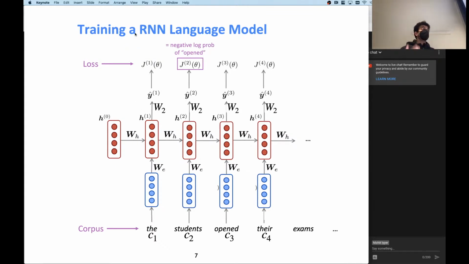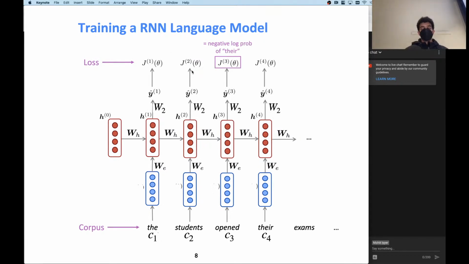Next, after we compute that loss, we're going to move to the next time step, h sub 2. Now the model has seen the students, and so its target is the next word, opened, right? So when we compute h sub 2, we're going to go through our softmax layer, get a distribution, and then compare it to the ground truth distribution, which has 100% probability on opened and 0% probability on every other word in the vocabulary, right? And if you notice here, the word that we're trying to predict is actually in the sequence that we have, our training sequence, right?